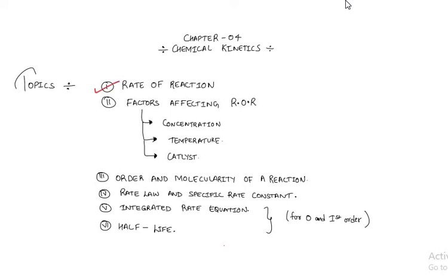The first topic is rate of reaction. Second topic is factors affecting rate of reaction. These are the factors: concentration of reactant, temperature, catalyst. These are some factors that affect rate of reaction.